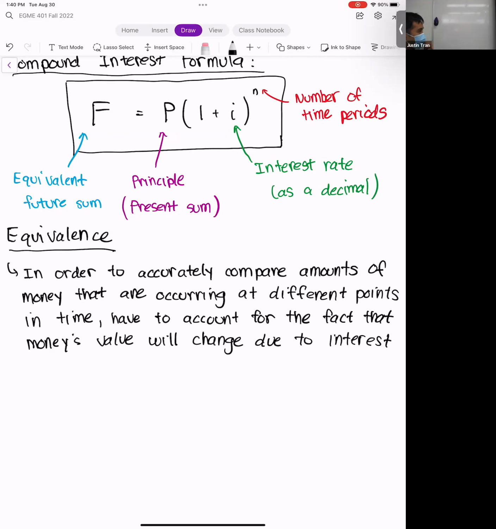And so kind of a simpler way to say this is that if you want to compare how much money you have now compared to the amount of money that you might have in the future, you have to take the interest rates into account. Okay?